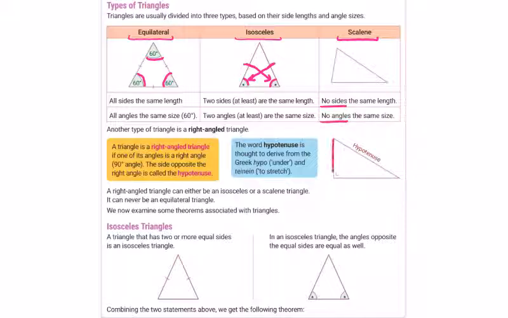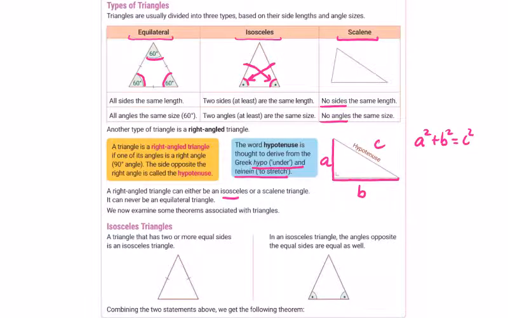We've seen right angle triangles in our study in algebra with Pythagoras. If this is A, this is B, and this is C, you know that A squared plus B squared is equal to C squared. And a right angle triangle can be isosceles or scalene. We could have two 45s in here, which would make it isosceles, but we could also have a 40 and a 50, which would make it scalene. So the only isosceles are the two 45s. The Greek word hypotenuse is thought to derive from the Greek hypo, under, and teinein, to stretch.